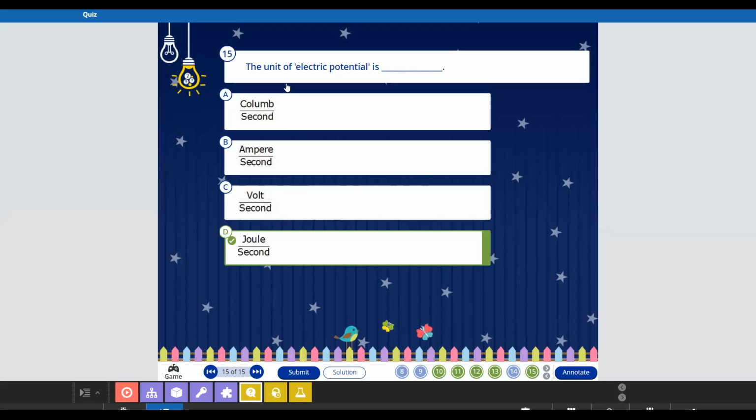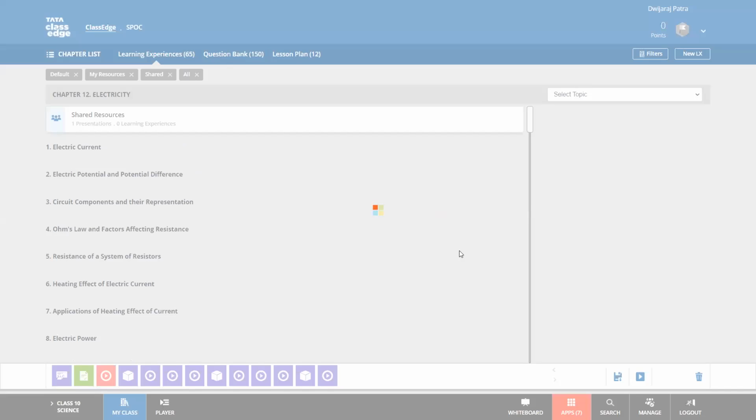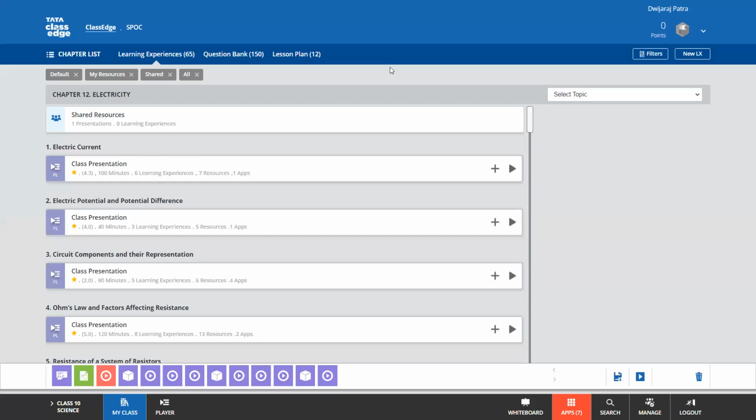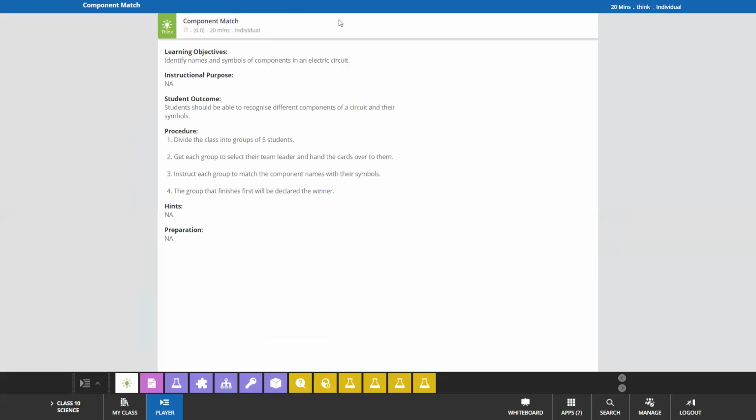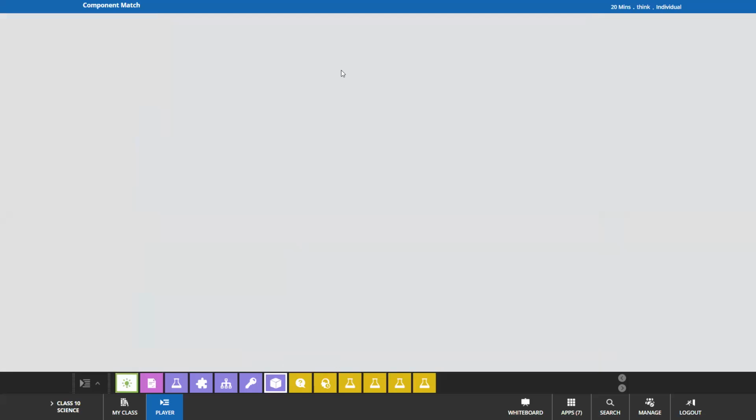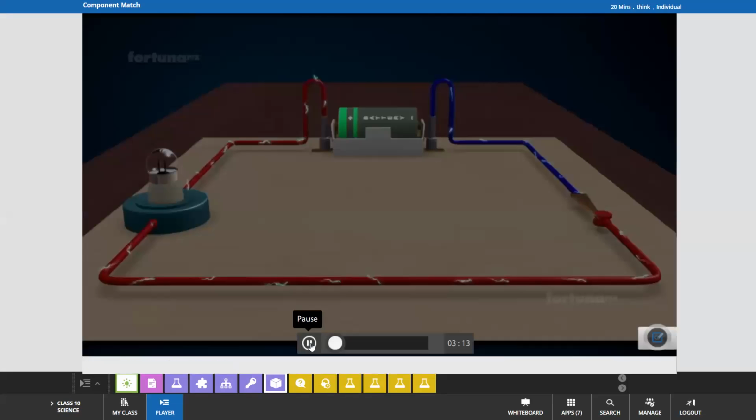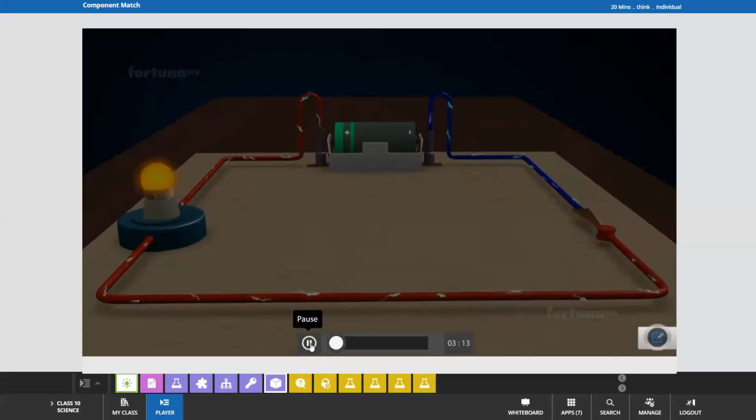Okay, so we'll move to the next topic. Let's now learn about circuit components and their representation, and then Ohm's law, factors affecting resistance. What is a circuit diagram? Let us see. Circuit diagram.